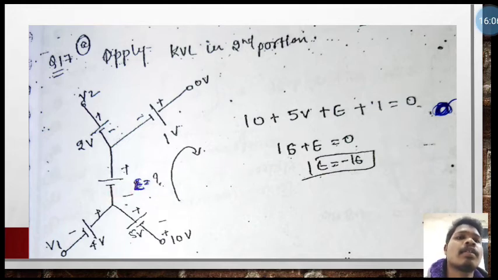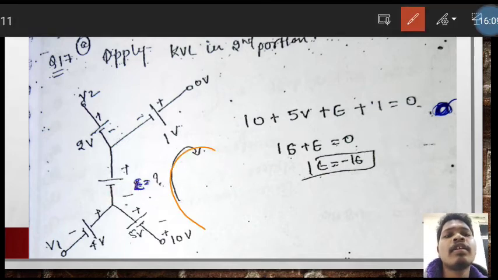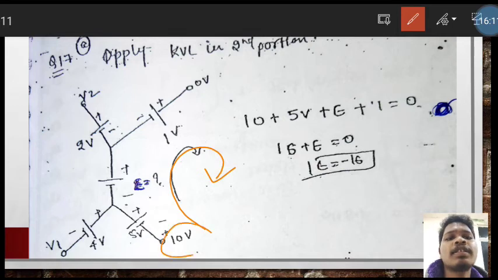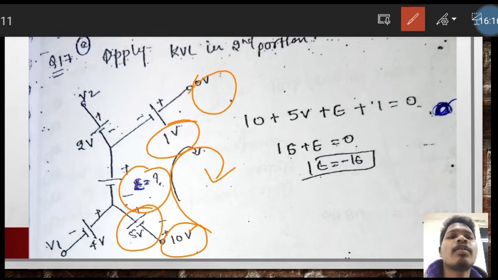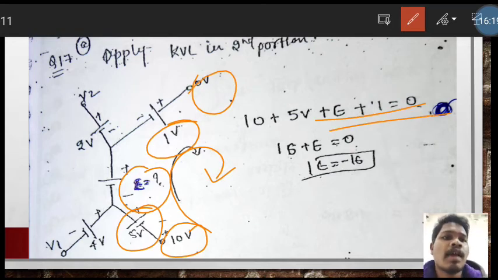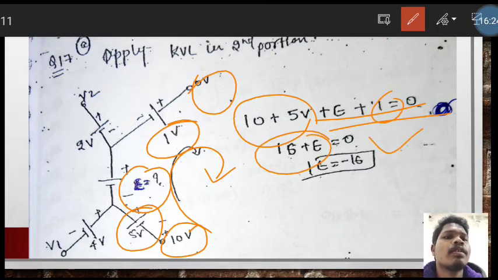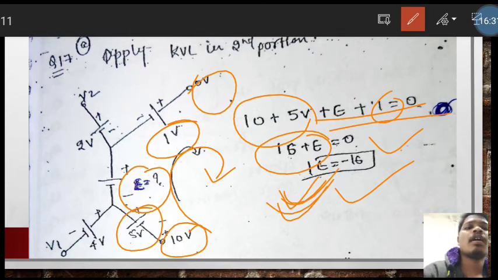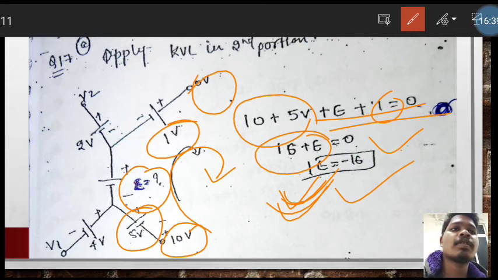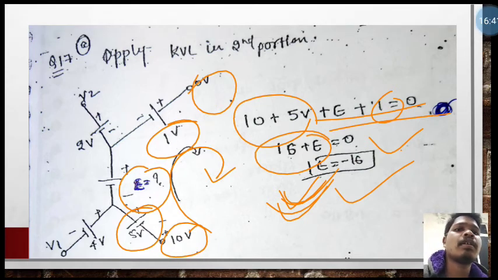Okay, now see, we are taking here the KVL equation. That means 10 volt plus 5 volt plus E plus 1 volt is equal to 0. Okay, so after taking 5 plus 10 is 15, plus 1 is 16, plus E is equal to 0, and E is equal to minus 16, so it is very easy. It may be asked in your university exam for 2 to 3 marks. Okay, so if you practice this type of question more and more, then you will get good marks.